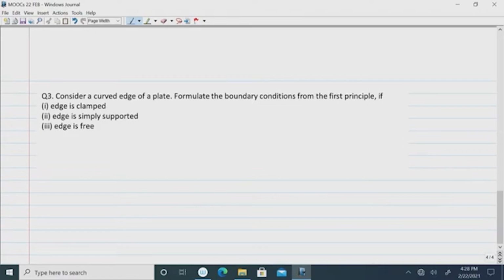So, here what we mean is that actually we have a plate, say a portion of a certain plate, and this edge is curved.